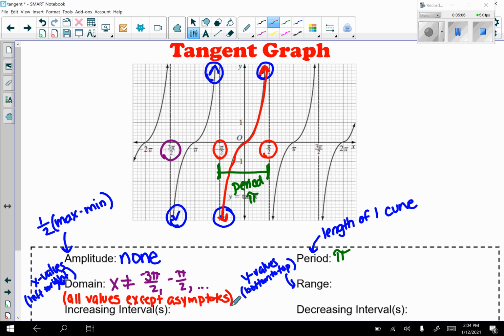Now my range, we said, was the y values, and that's bottom to top. And as we talked about with amplitude, the arrows on your graph point from bottom to top. They go on forever. So my range is all real numbers, which in symbols is negative infinity to positive infinity.